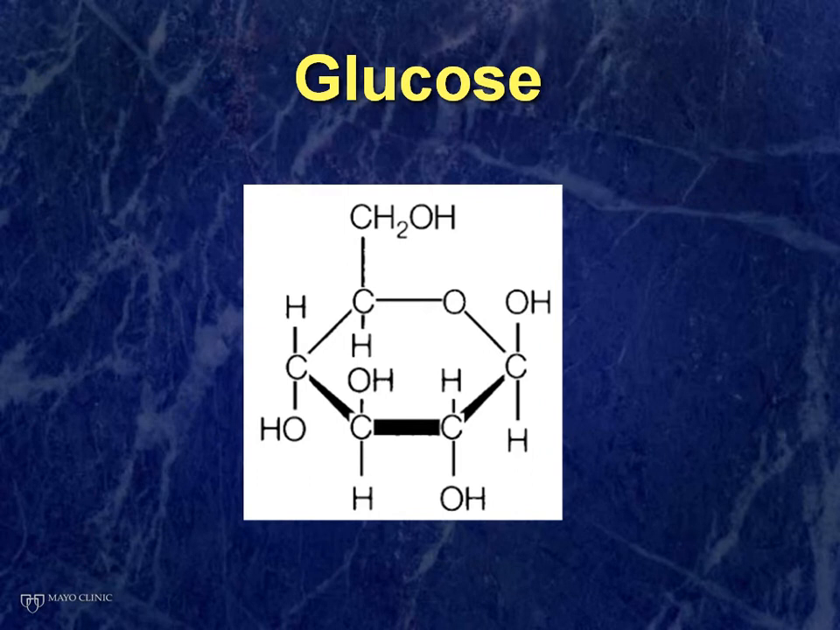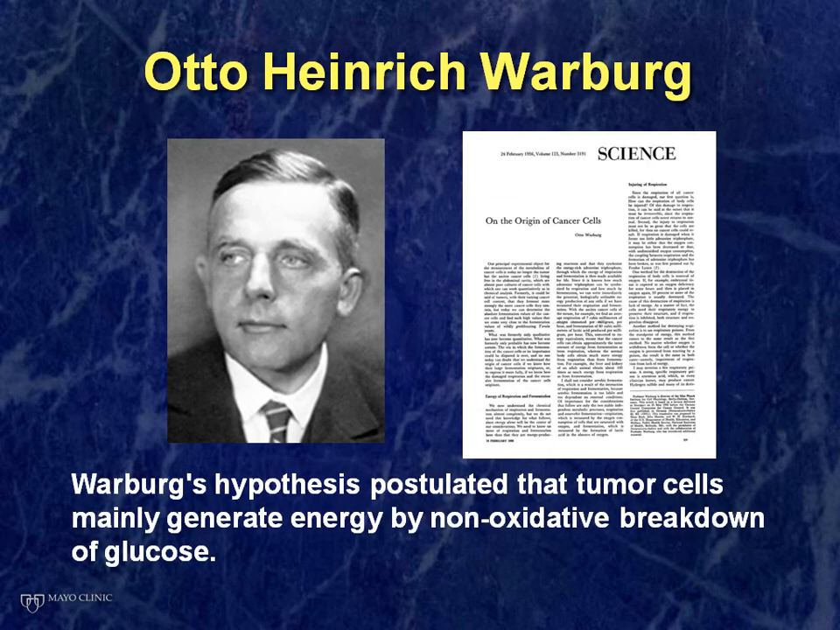This is glucose, and we've actually known since 1930. Dr. Warburg published in 1930. He said the difference between a cancer cell and a normal cell is that cancer cells use glucose, this special sugar, 4 to 40 times more than normal cells.